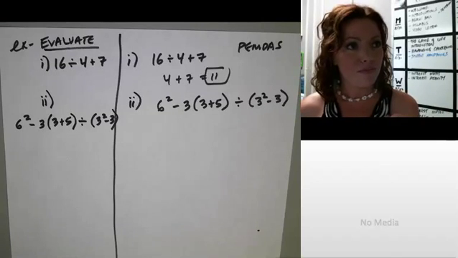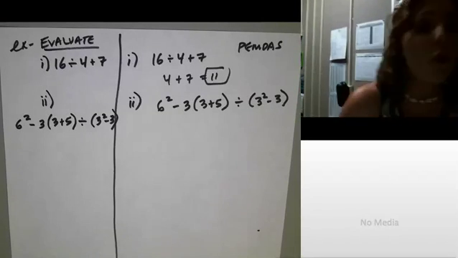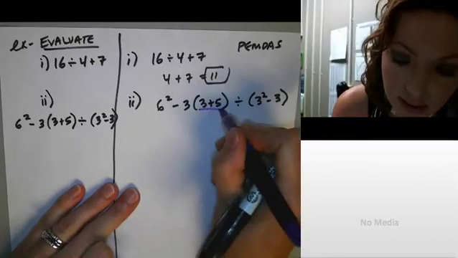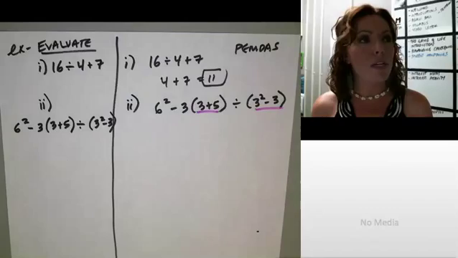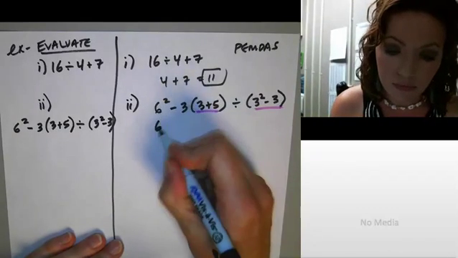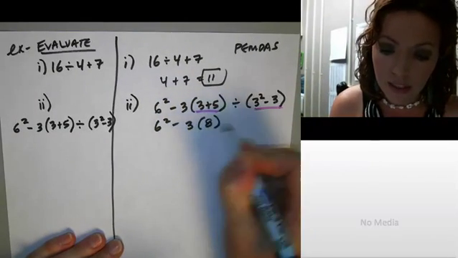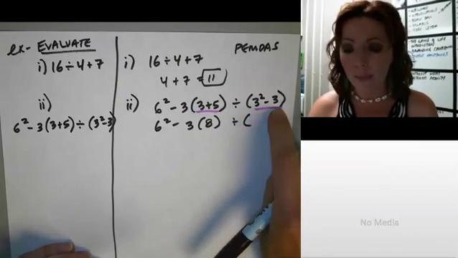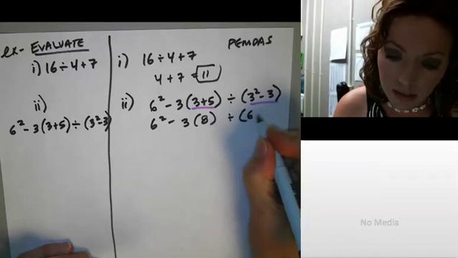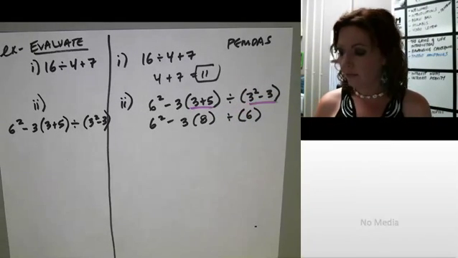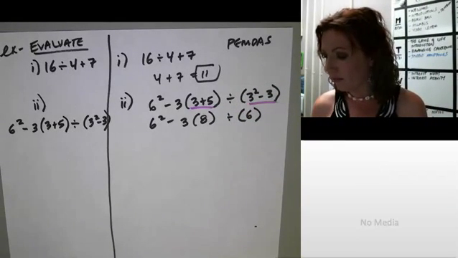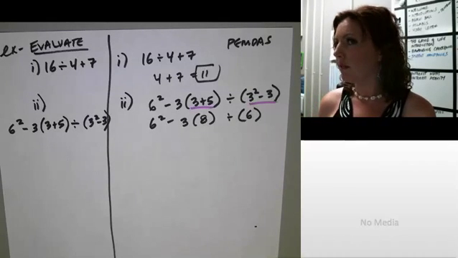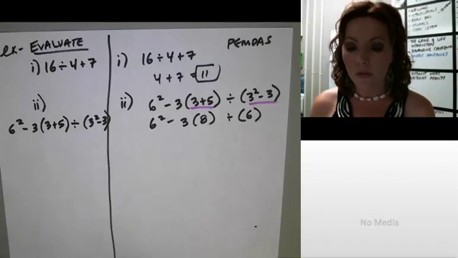Hannah? Parentheses, good. So we have 2 sets of parentheses here. We have this set of parentheses and we have that one. So 3 plus 5 is what? Okay, and then in the other one, 3 squared is 9, and 9 minus 3 is 6. Okay, good. Now what? What would we do next? Josephine, right? Okay, go ahead.